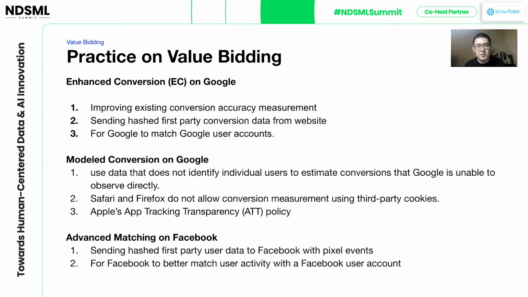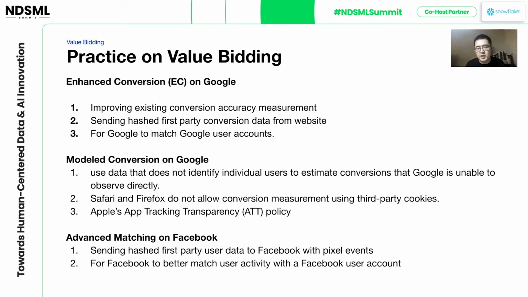And more notes on practice: enhanced conversion on Google. This is a very new product on Google. The purpose is to improve the conversion accuracy measurement by sending the first-party data from Stitch Fix to Google. Why am I using enhanced conversion? Because I wanted to have more matched conversions. So this is a very important feature on Google. I recommend, if you are working with Google, ask them about enhanced conversion.